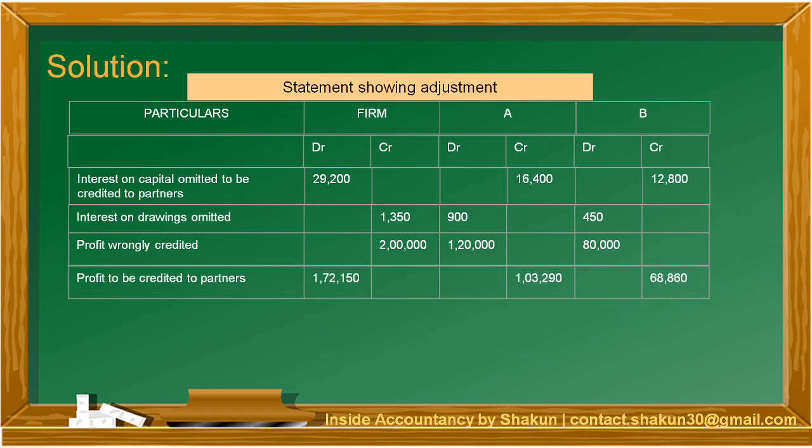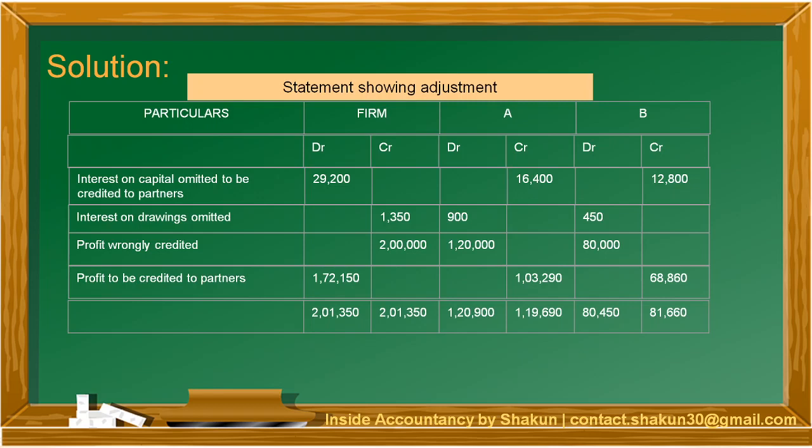Finally, we do the balancing of the firm. After balancing, our balancing figure comes out to be 1,72,150, which is divided between A and B in their profit sharing ratio. The next step is to do the totaling for all the DRs and CRs of A and B and then find out the difference between DR and CR. In case of A, the difference is 1210. We write it on the greater side, that is debit side. In case of B, again the difference is 1210. We write it on the greater side, that is the credit side.